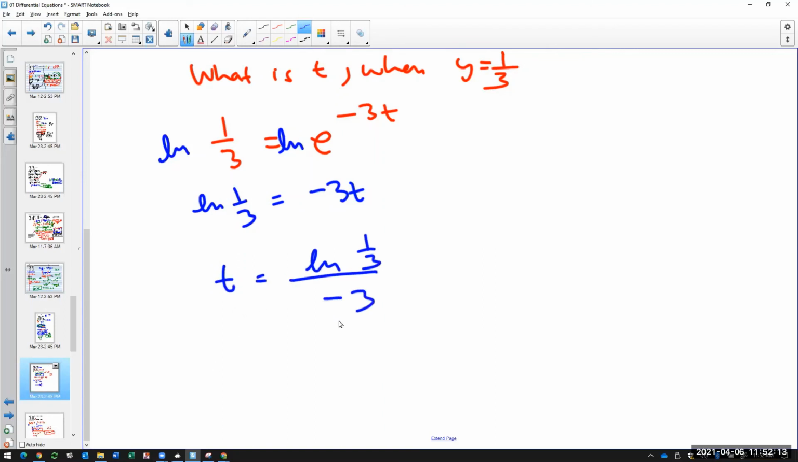T equals ln of 1/3 over negative 3. And that is my answer. You could put that in the calculator if you want, but this is an exact answer. No reason to round it. Okay, this is a great answer.